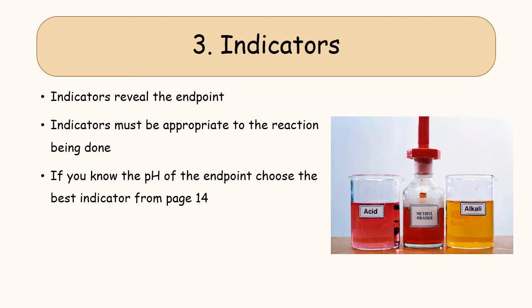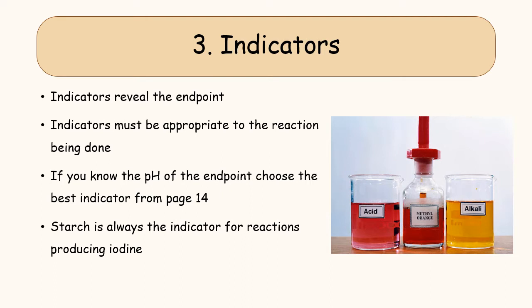So if you know the pH of the endpoint of a reaction for an acid-base titration, you can choose the best indicator. An indicator that changes color at the pH range at which the reaction ends is what you are wanting from page 14. A specific indicator, if iodine is involved, would be starch, and starch goes blue-black when iodine is present and should be colorless when it is not.